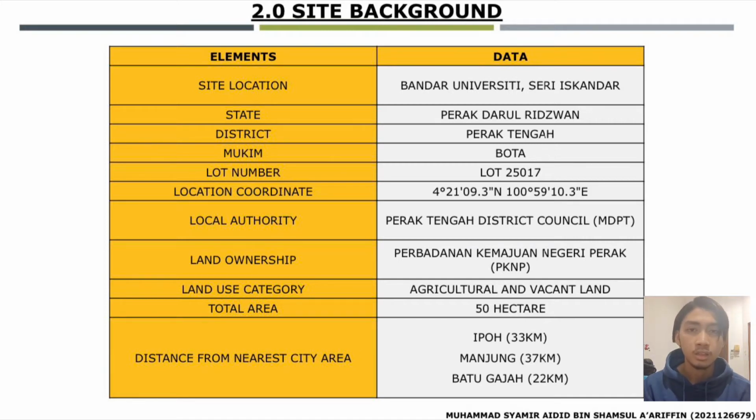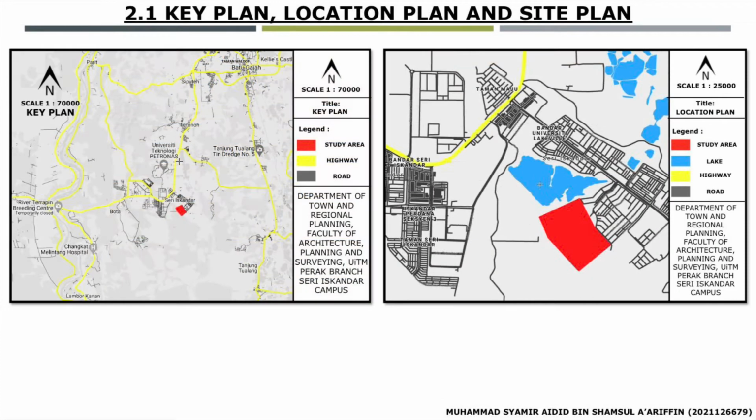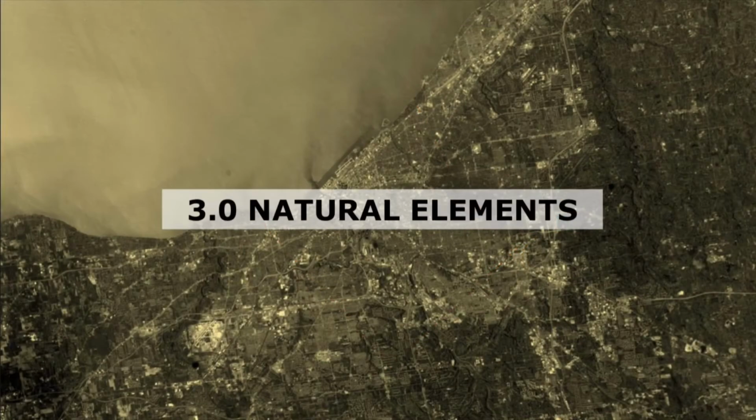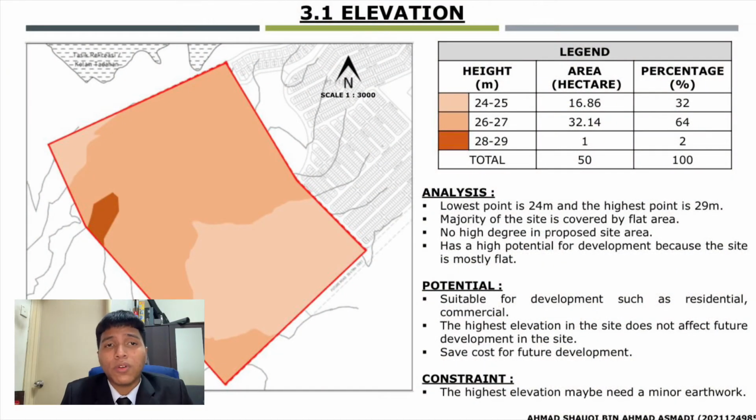Next is the distance from the nearest cities: Ipoh is 33 kilometers and Manjung is 37 kilometers. So the lowest point we found on the site is 24 meters and the highest point is 29 meters. The majority of the site is covered by flat area and there are no high gradients in the proposed site area. The site has a high potential for development because the site is mostly flat.